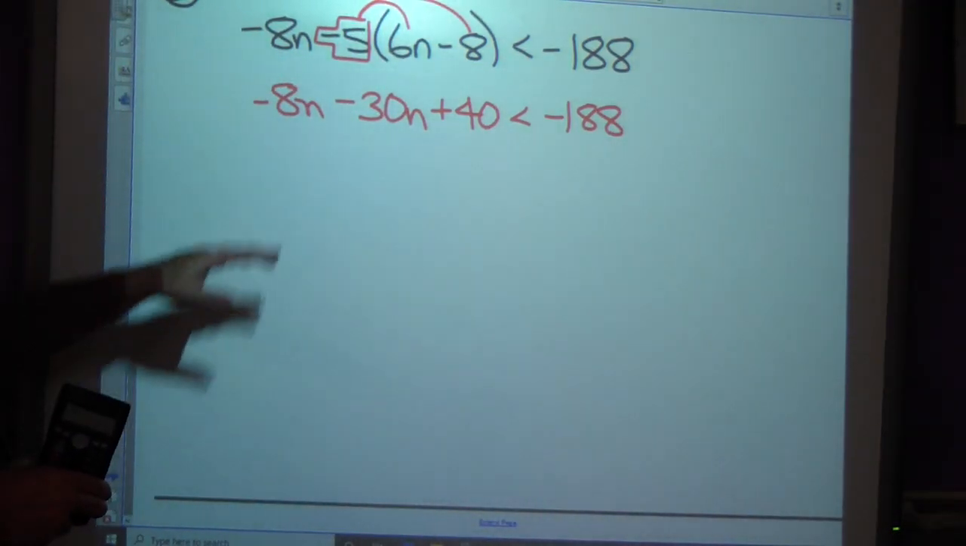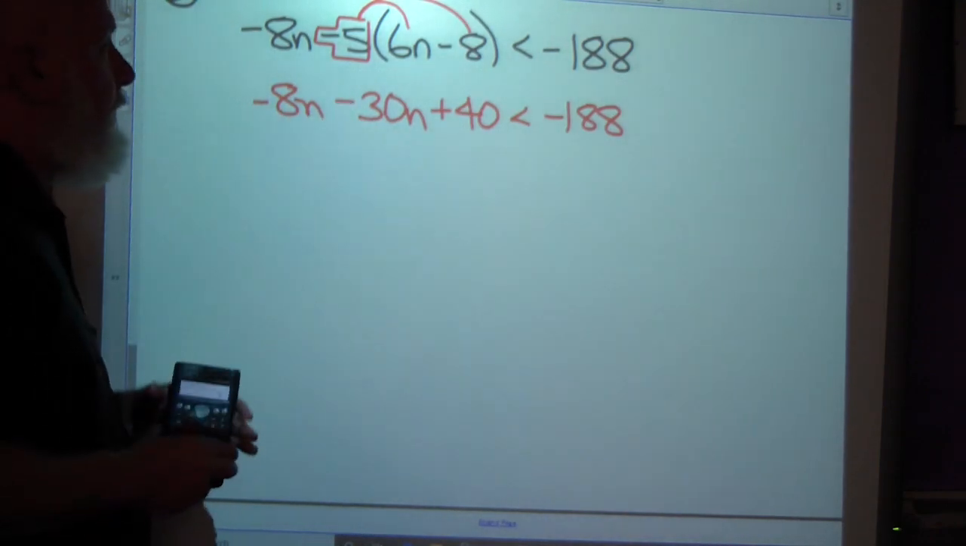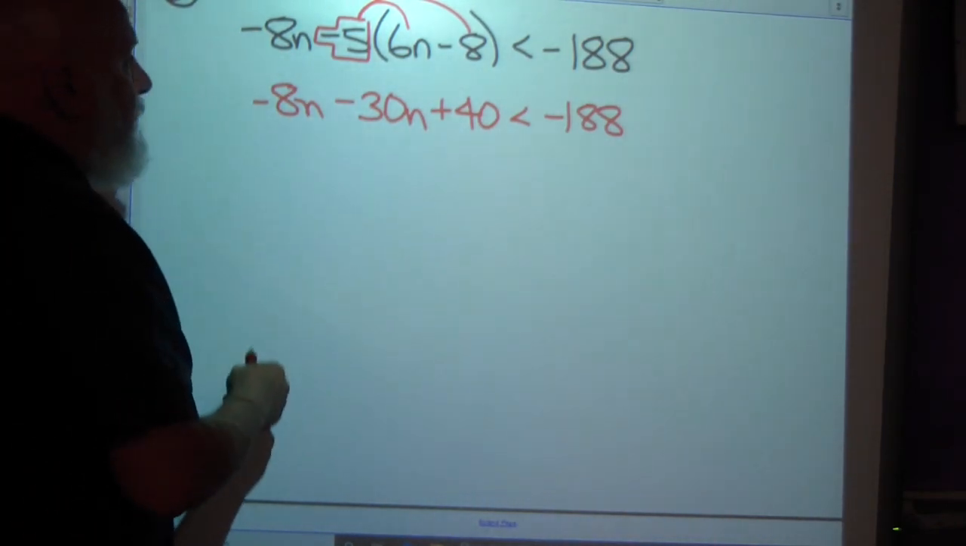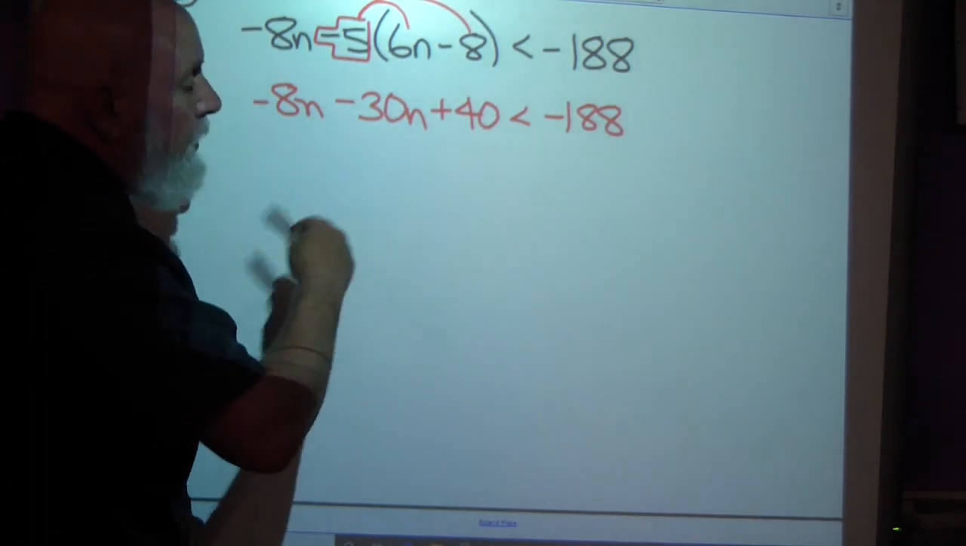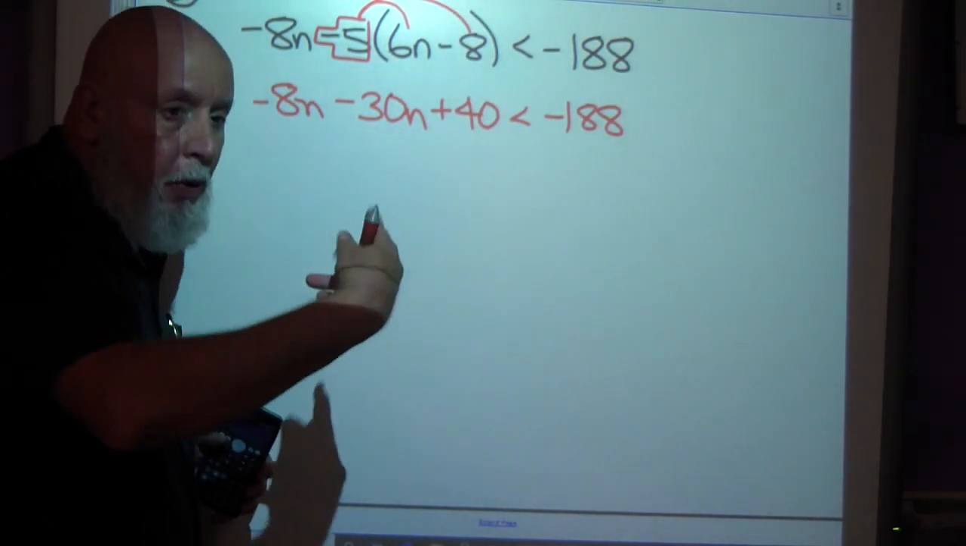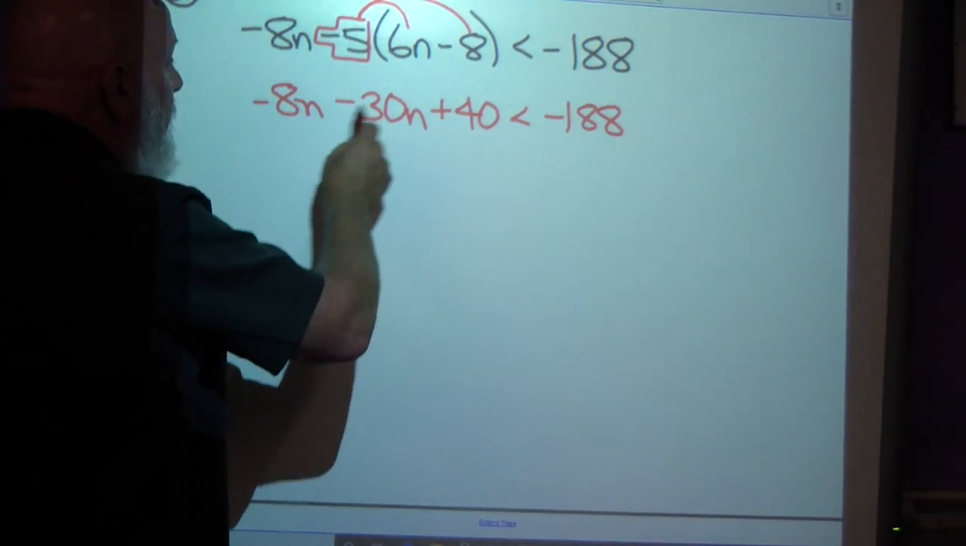Now all I have to do here is combine my like terms without making any mistakes, hopefully, and then solve this using an equation method. And we solve them just like they're equations. We've got to watch out if we multiply or divide by a negative, the direction of the inequality changes. Otherwise, we treat them very much like we solve equations.